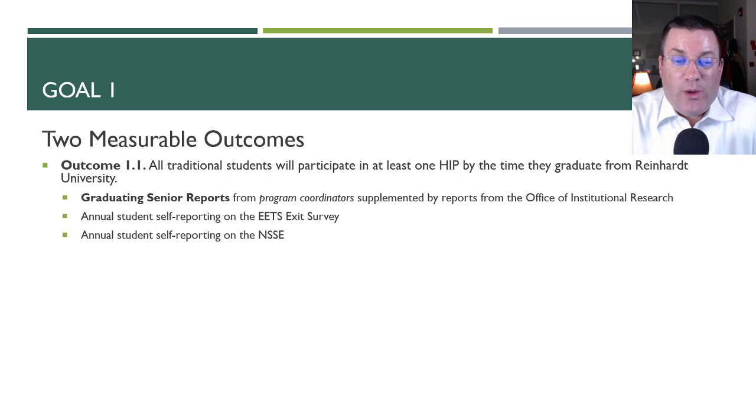How we're going to get there? We're going to look at graduating senior reports from the program coordinators, supplemented by reports from the Office of Institutional Research. Okay, so we have a new report, this graduating senior report, that program coordinators will get, and it will list all of the students in that program and the high-impact practices they have encountered in their pursuit of a degree. We'll also have annual self-reporting measures on the EETS exit survey and self-reporting measures on the NSSE, the National Survey of Student Engagement. All right, so we have 3 different data sources to measure that outcome.